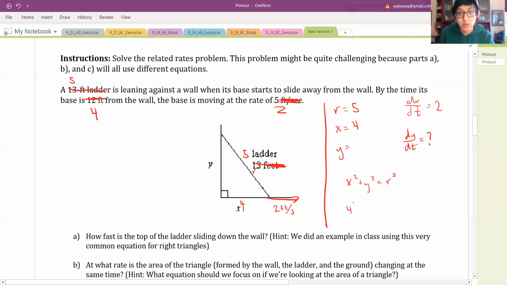So x squared is 4 squared, plus y squared is equal to r squared, which is 5 squared, right? So it's going to be 16 plus y squared is equal to 25. So y squared is going to be equal to 9, right? 25 minus 16 is 9. So y is equal to 3. Oh, cool. So we just literally solve for y. When x is equal to 4, y is equal to 3. That's great.